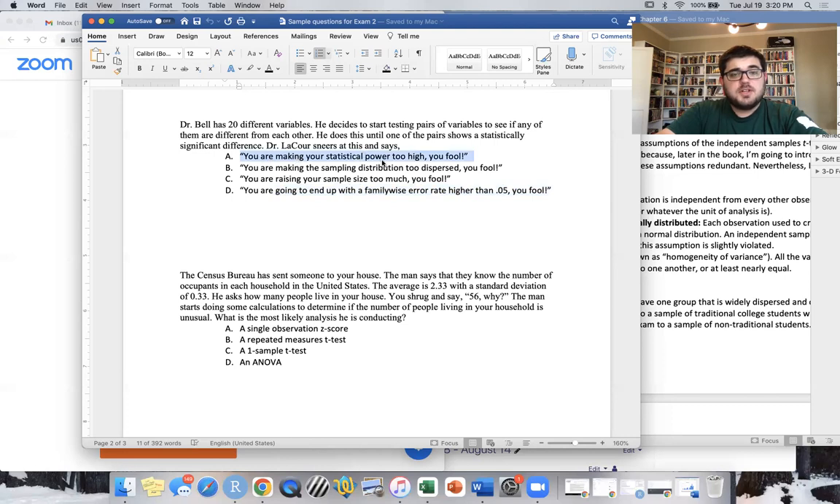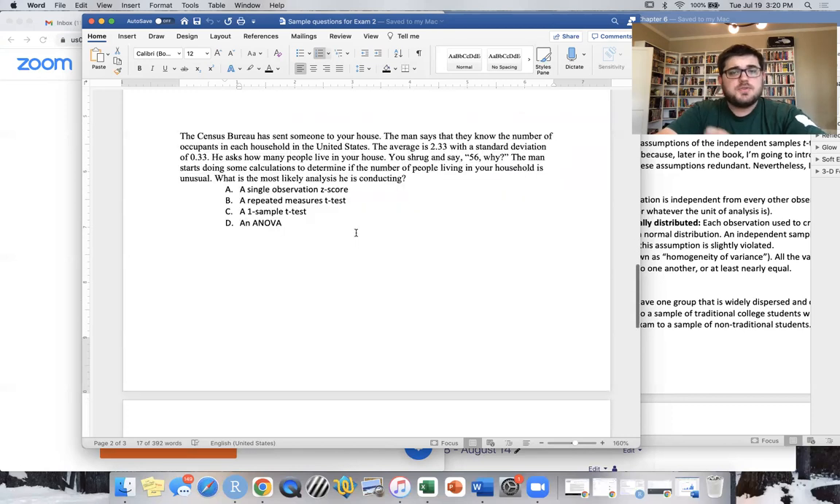Statistical power doesn't really come into this because statistical power has to do with sample size and effect size. The bigger the sample, the more statistical power you have. The larger the effect that you're trying to detect, the more statistical power you have. But we don't really have that kind of information here. You're making the sampling distribution too dispersed? I don't even know how you could connect those. You are raising your sample size too much? There's no information about the sample size, just 20 different variables. So D is the right way to go with this one.